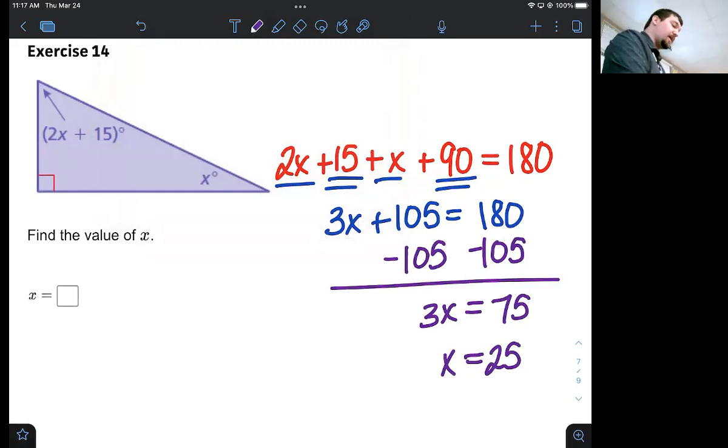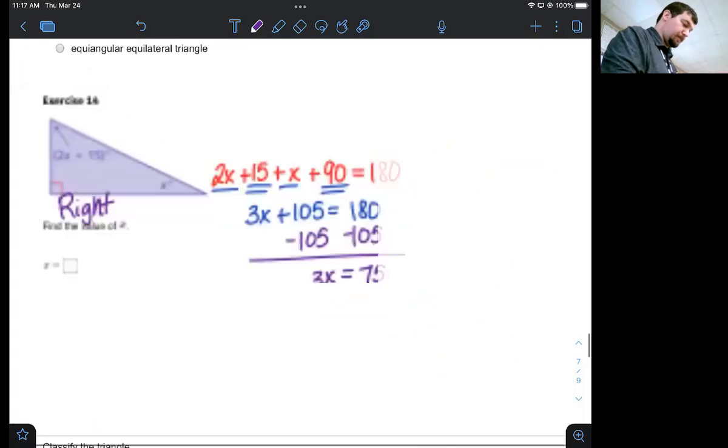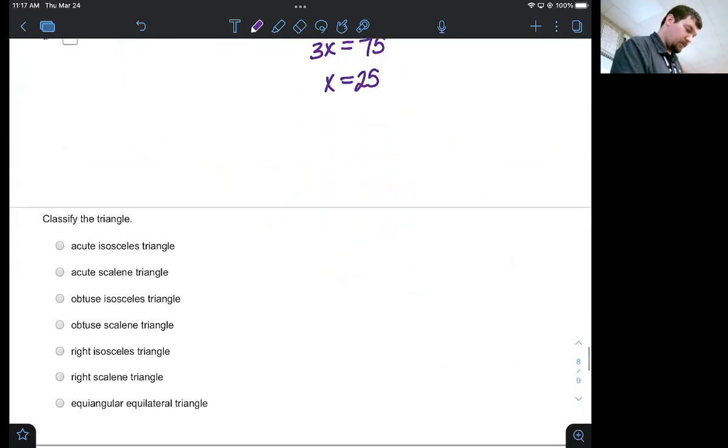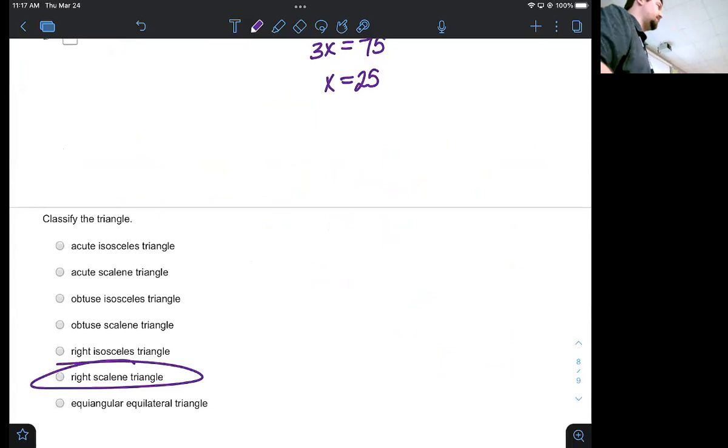Now we said there's a right angle, so this is definitely a right triangle for sure. Are any of the angles going to be the same? No, if I plug 25 in here, I'm not going to get the same angle I'll get when I plug 25 in here times 2 and add 15 to it. So none of the angles are the same, so none of the sides are the same. What do you call a triangle with no congruent sides? Scalene. Looking for right scalene. Yes, right scalene is one of the options.